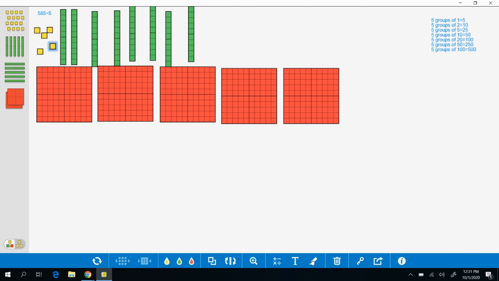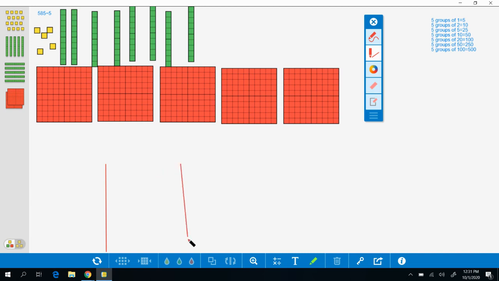All right, the next thing that I'm going to do is I'm going to make 5 groups down here at the bottom. All right, 1 group, 2 groups, 3 groups, 4 groups, 5 groups. And I also want to, I'm going to change colors here, and I'm going to put an area where I'm going to keep track of my division with my partial quotient strategy here.